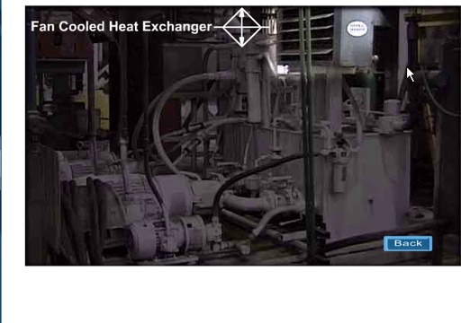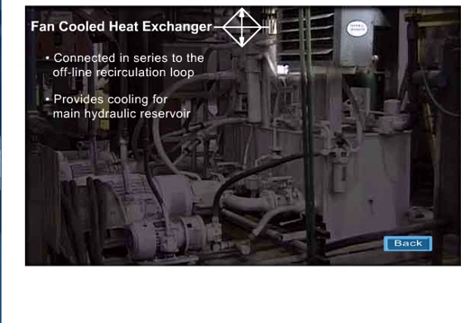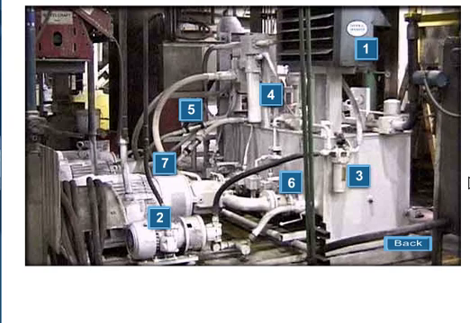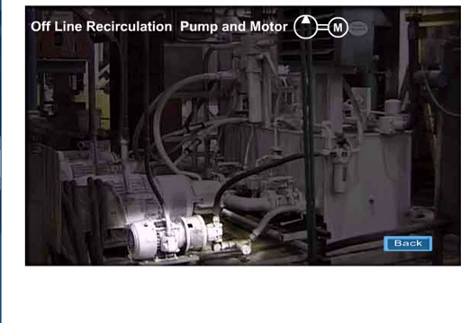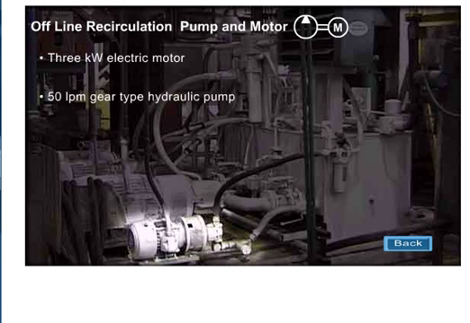Fan-cooled heat exchanger, connected in series to the offline recirculation loop, provides cooling for the main hydraulic reservoir. System temperature must not exceed 71 degrees Celsius. Offline recirculation pump and motor: 3 kilowatt electric motor, 50 liters per minute gear type hydraulic pump, provides flow for the recirculation loop.